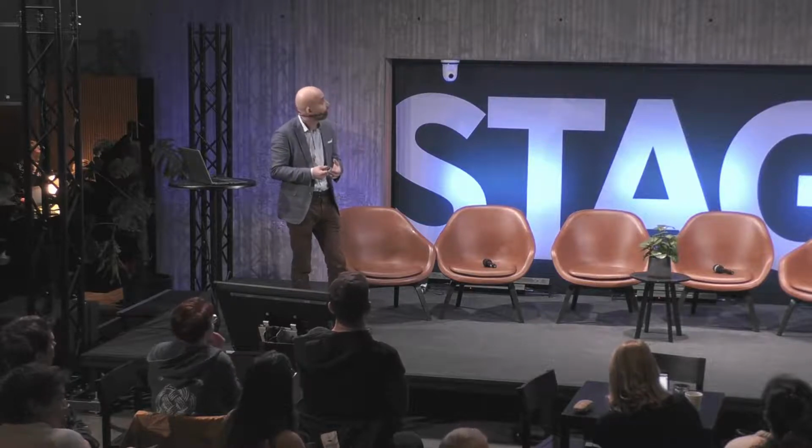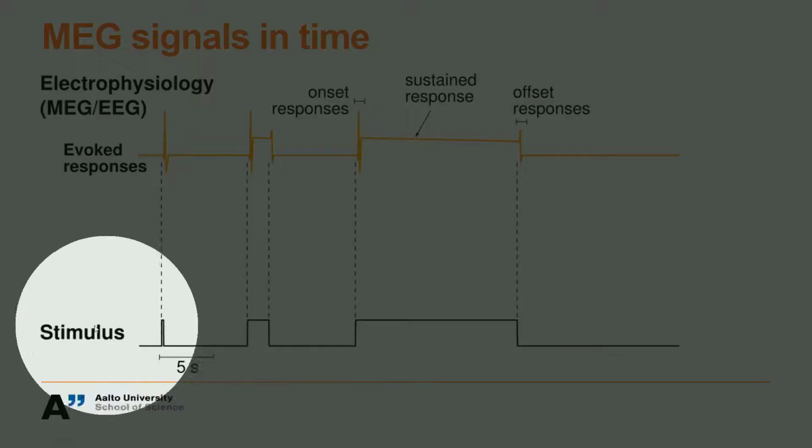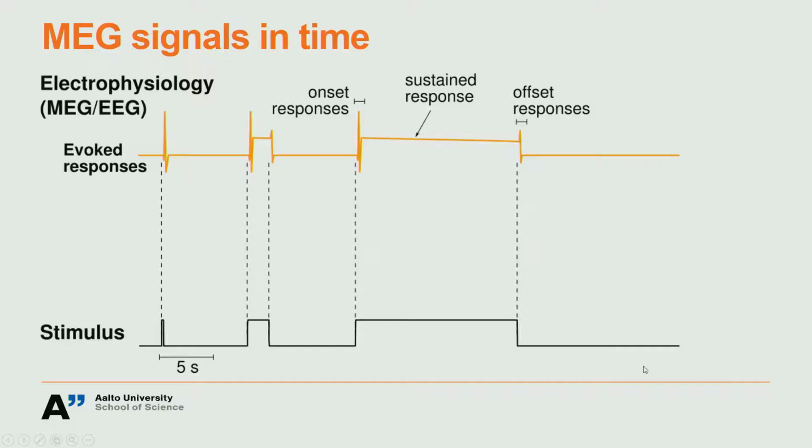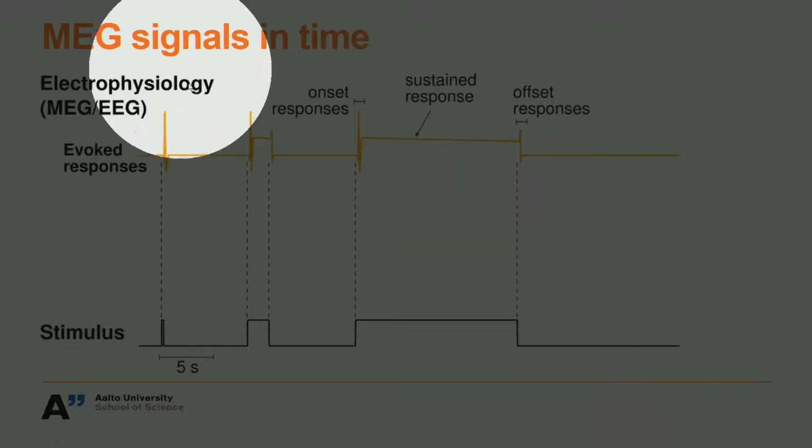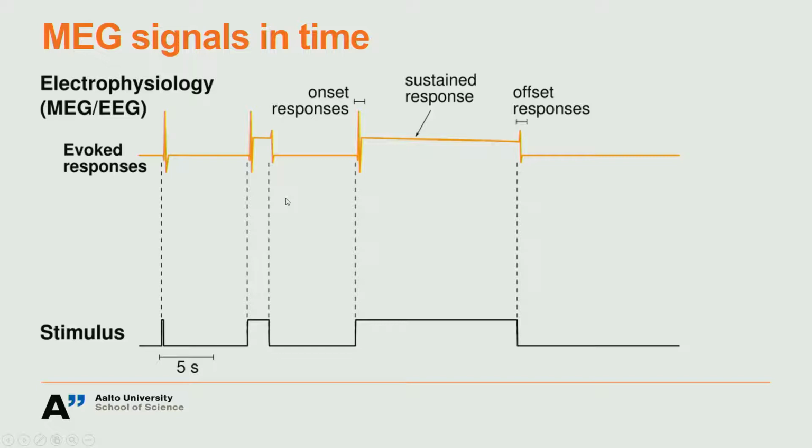Then if we look at how these signals behave in time, so their dynamics. Here, in this caricature, you have a hypothetical stimulus. It could be sounds or images that have different durations. For the changes, you will have what is known as evoked responses, so transient changes in brain activity that may last from a few tens of milliseconds to some hundreds of milliseconds.